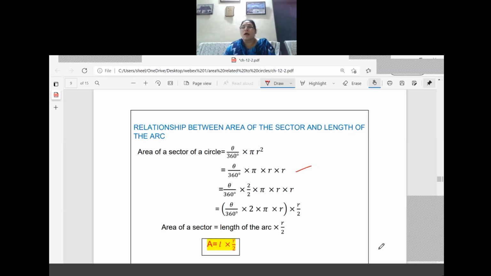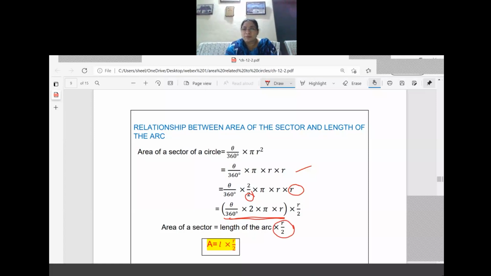Now we are arranging the terms in such a way that we get the length of the arc. So what is the extra? One r will be there, and one 2 will be there in the denominator. So theta by 360 into 2 pi r into r by 2. This underlined term is equal to our length of the arc. Length of the arc can be denoted by the letter L, and the remaining part is r by 2.